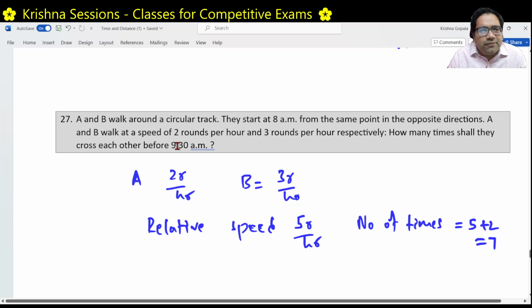Right. So they will meet 5 times. Then at 9:30, that means it is about 1.5 hours. In the first hour they meet 5 times, and in the second hour it is 2 times. So total 7 times.